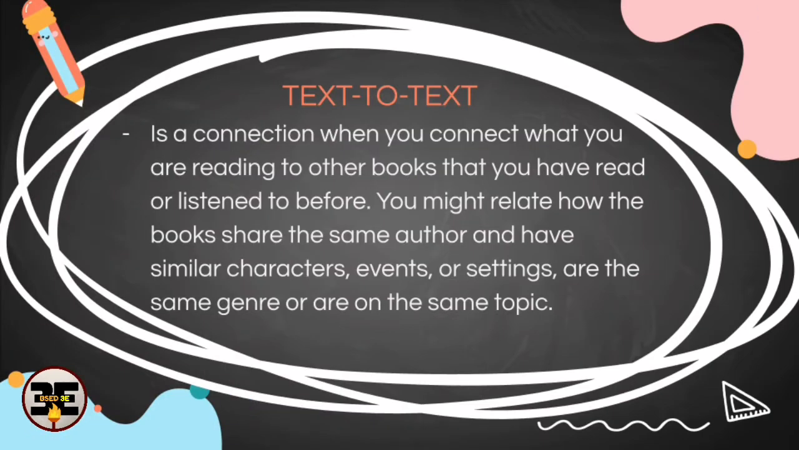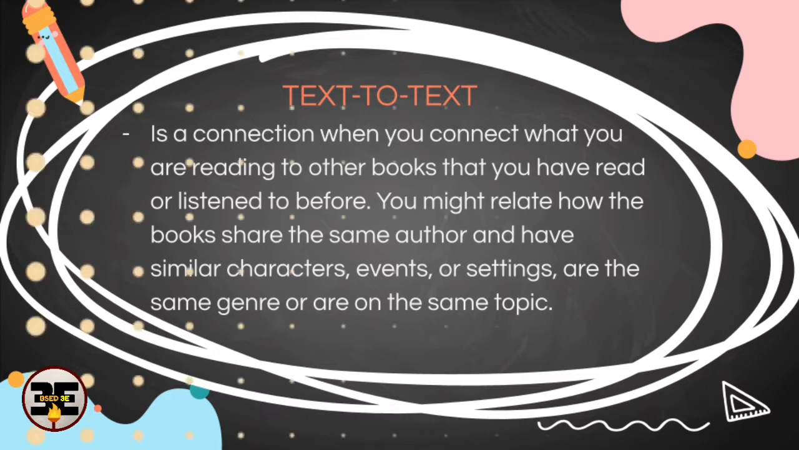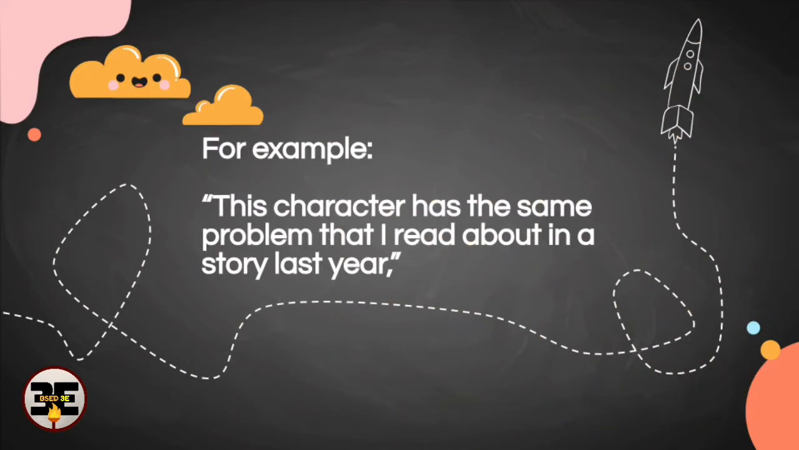Next is text-to-text connection. Text-to-text connection is a connection when you connect what you are reading to other books that you have read or listened to before. You might relate how the books share the same author and have similar characters, events, or settings, are the same genre or are on the same topic. A significant text-to-text connection occurs when you can apply what you've read from one text to another text. For example, this character has the same problem that I read about in a story last year.